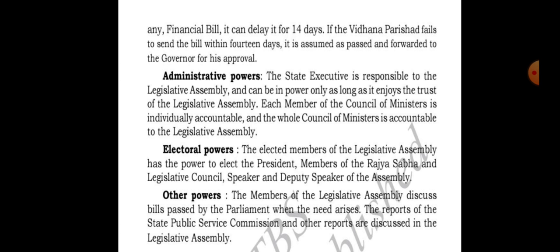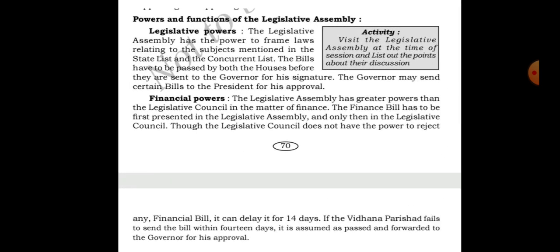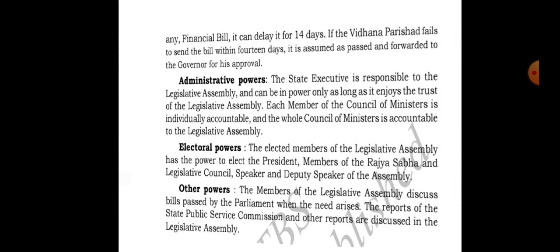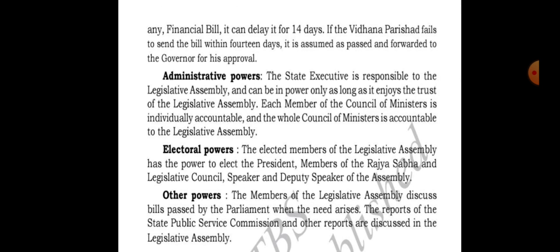The third one is administrative powers. The state executive is responsible to the legislative assembly and they will enjoy the power as long as they have the confidence of the legislative assembly. Each member of the council of ministers is individually accountable and answerable to the whole legislative assembly. The council of ministers are accountable. They have to give satisfactory answers to the members of the legislative assembly in the question hour. These are the administrative powers enjoyed by the legislative assembly.